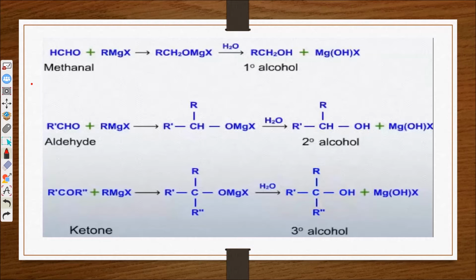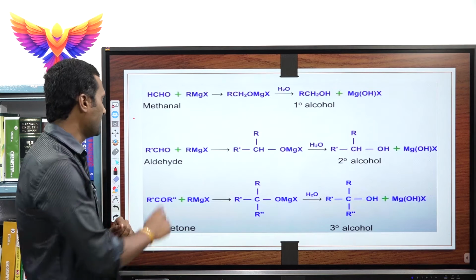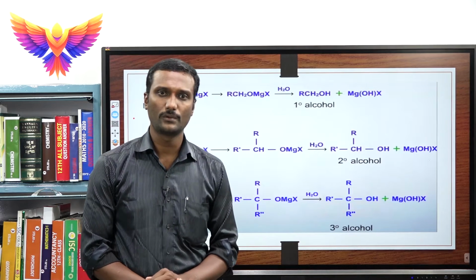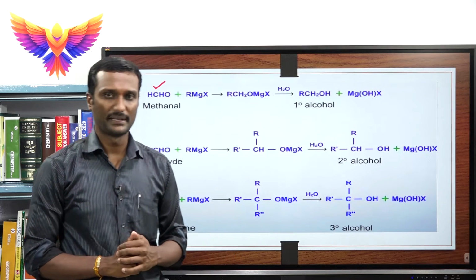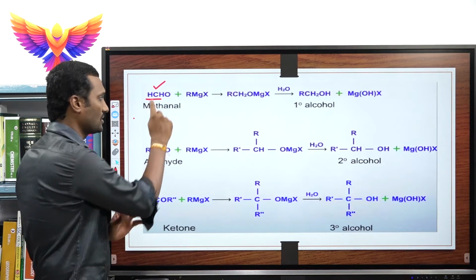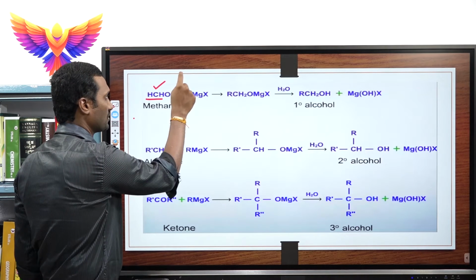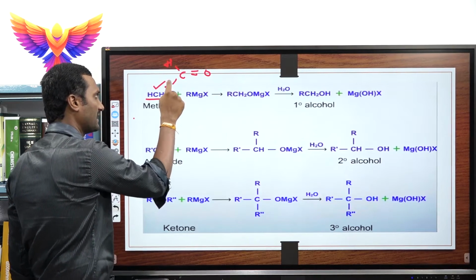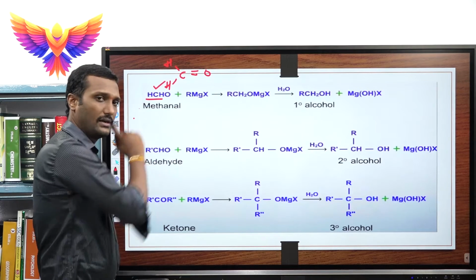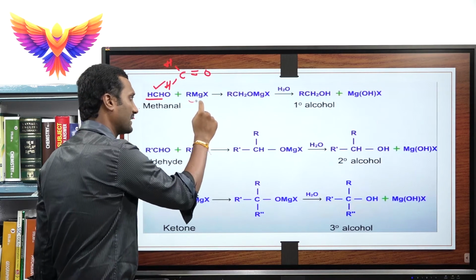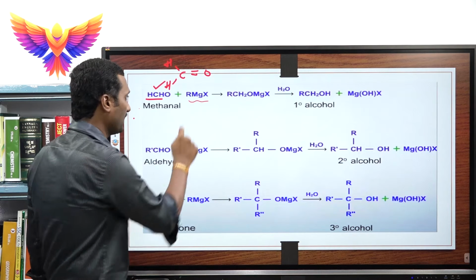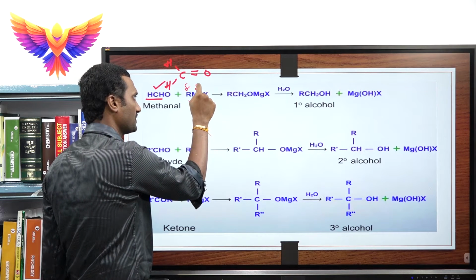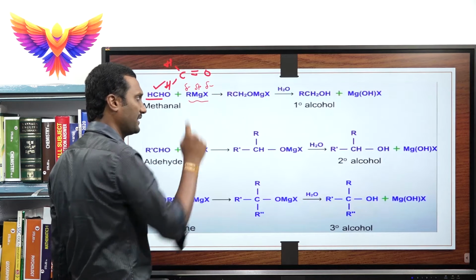Here on the screen you can observe methanal. We call this the simple aldehyde, formaldehyde. HCHO is called methanal. I will write the open structure formula, C double bond O, with hydrogen attached on both sides. Now when this aldehyde, methanal, reacts with the Grignard reagent RMgX, we know there is a charge separation: here there is a partial negative charge, here a partial positive charge, and here again a partial negative charge.